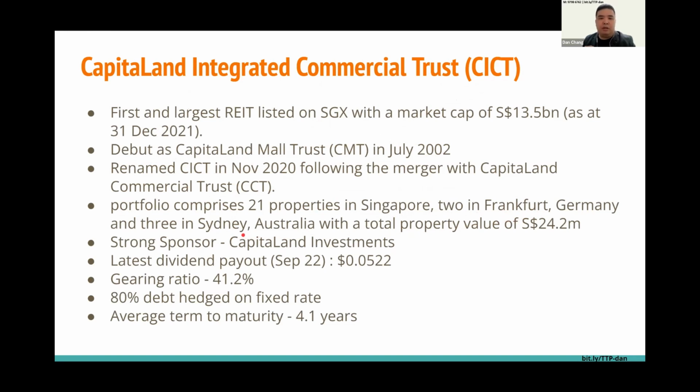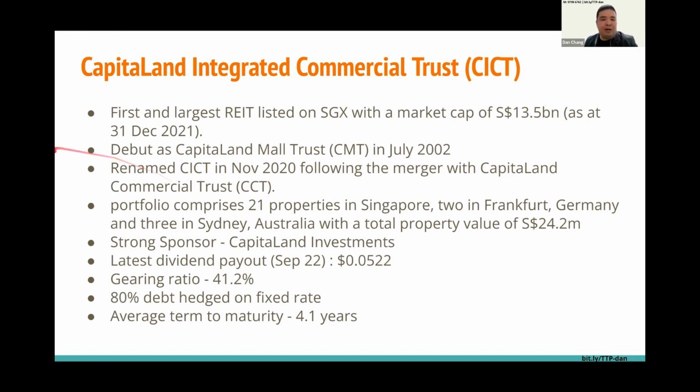This is a very big contrast to Ascott, which is why I chose it, because I don't want to choose two very similar ones. Ascott has property all over the world, whereas CICT has a lot of property in Singapore. So I want to have something different. I don't want to have the same thing in my portfolio. If everything falls, don't put all your eggs in one basket.